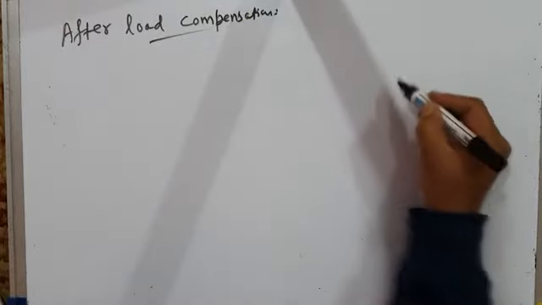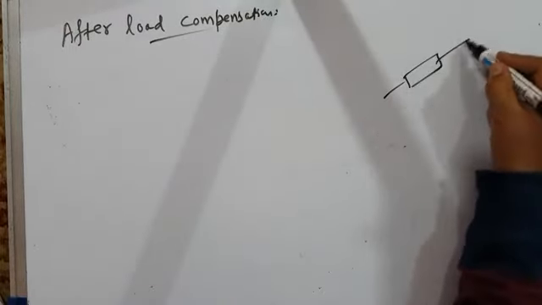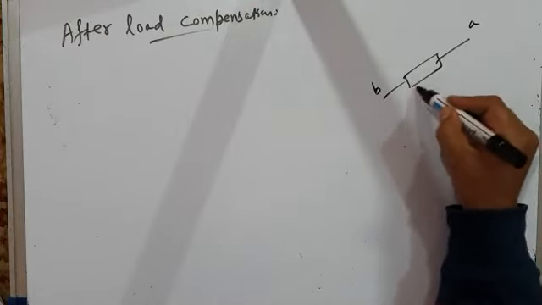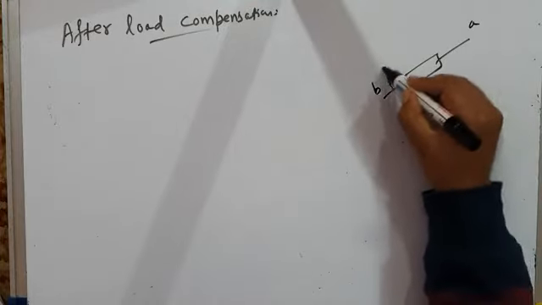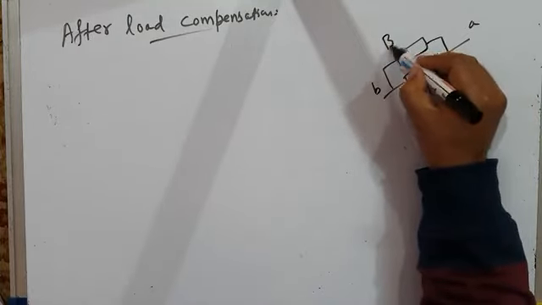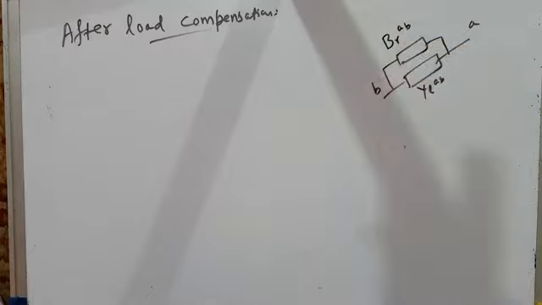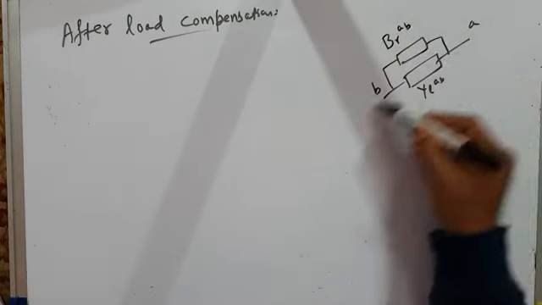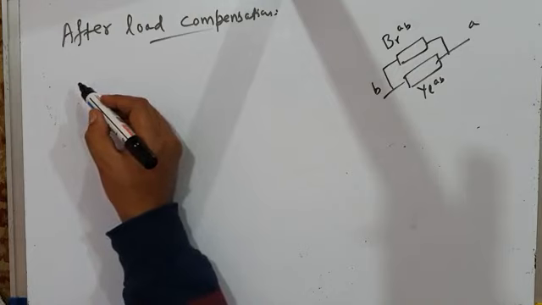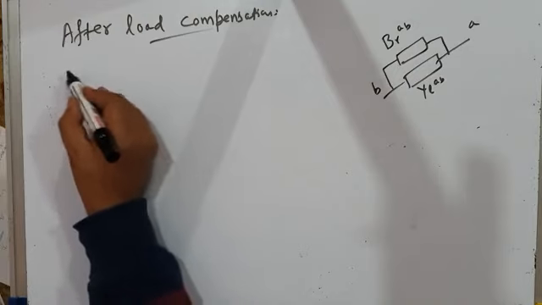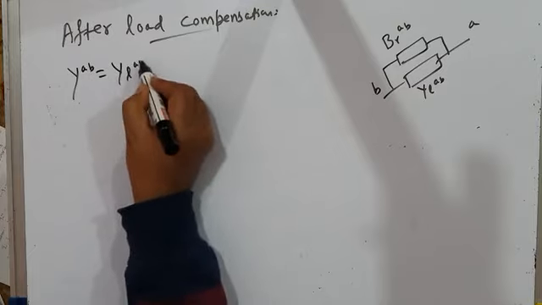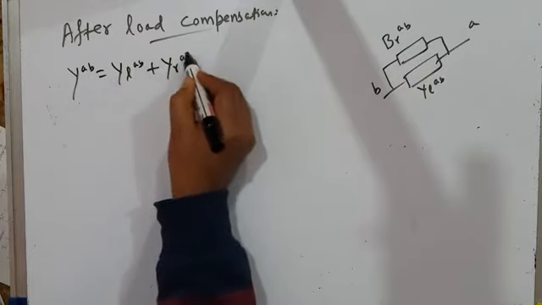After load compensation, if you take one particular branch, for example AB, with YLAB as its load admittance, you connect a compensator across it whose susceptance is B gamma AB. So what is the total admittance of branch AB? Let us call the total or effective admittance of branch AB as YAB. That is equal to YLAB plus Y gamma AB.